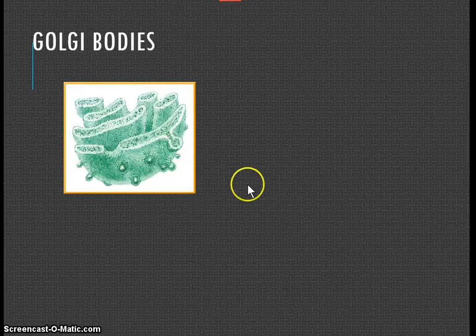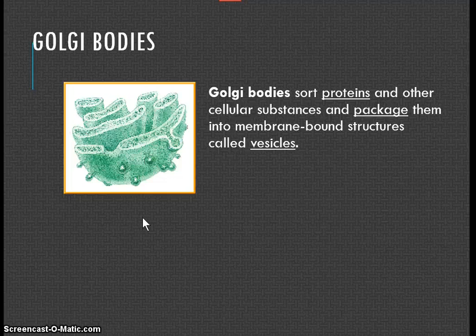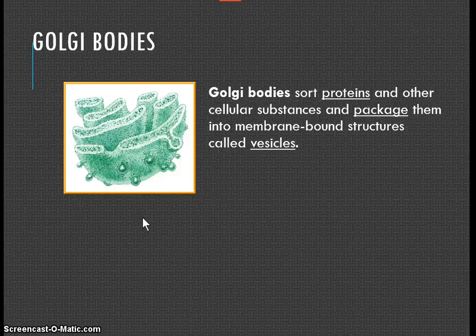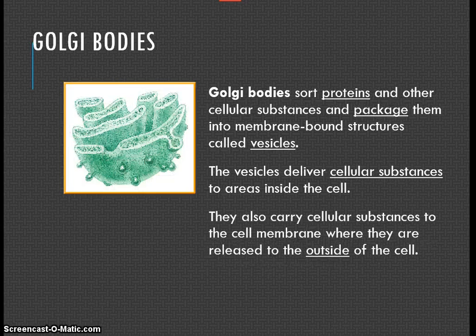Golgi bodies, that's this structure right here. Golgi bodies sort proteins and other cellular substances and package them into membrane-bound structures called vesicles. Now, these vesicles are like delivery packages, and they deliver the cellular substance to areas inside the cell. They also carry cellular substances to the cell membrane, where they are released outside of the cell.